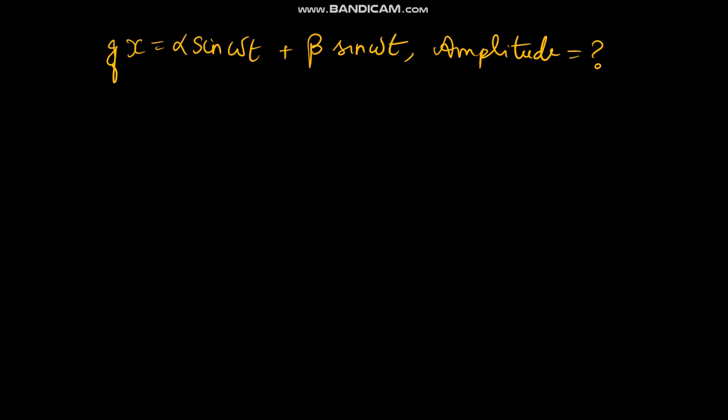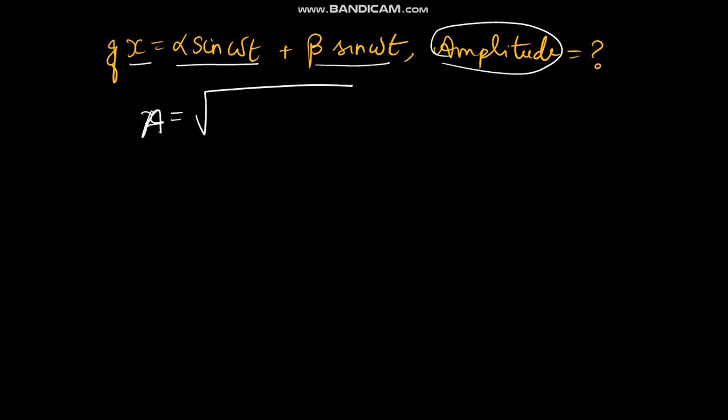Now let us see the next numerical. X is equal to alpha sine omega t plus beta sine omega t. What is the amplitude? If you have seen my previous video, I would have directly said that the amplitude is the root of the squares of the coefficients along the sine function and cos function. So alpha square plus beta square.